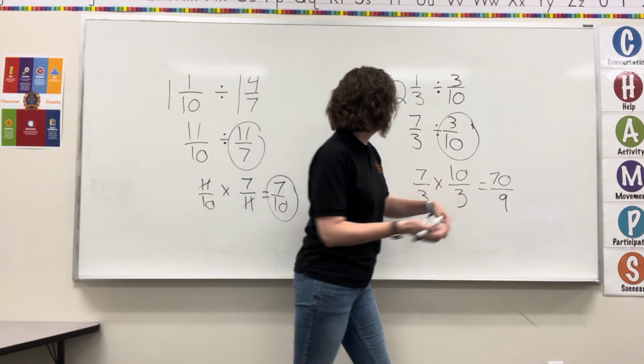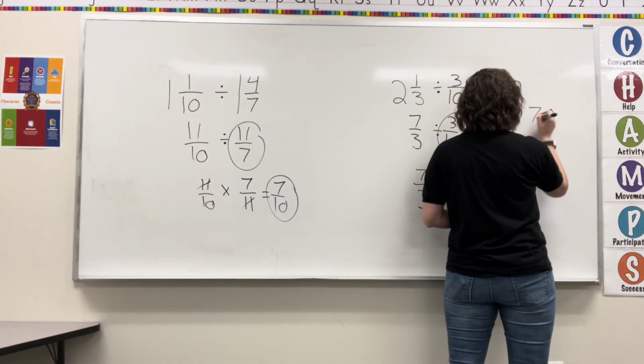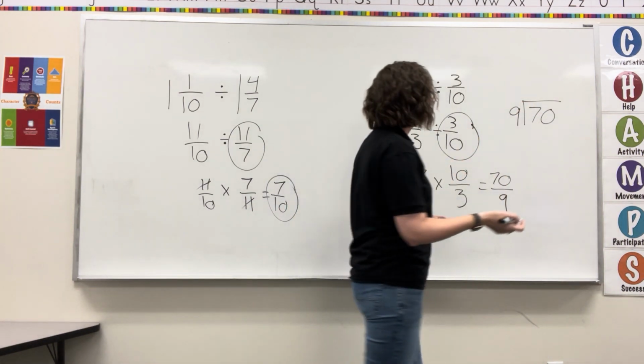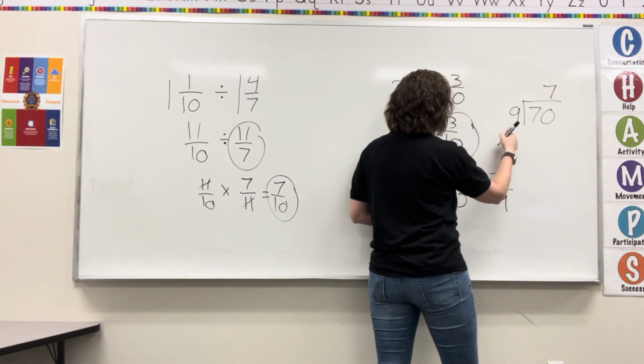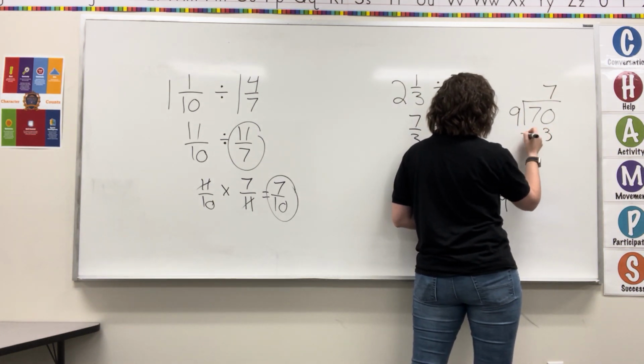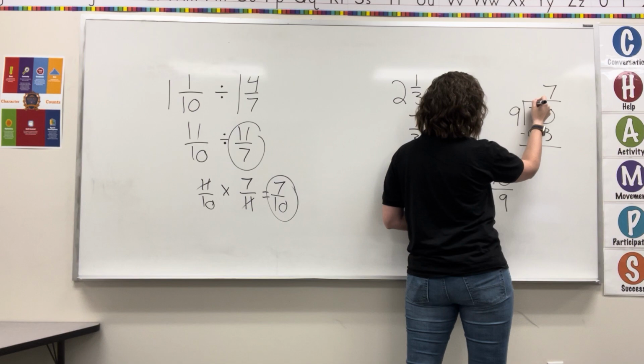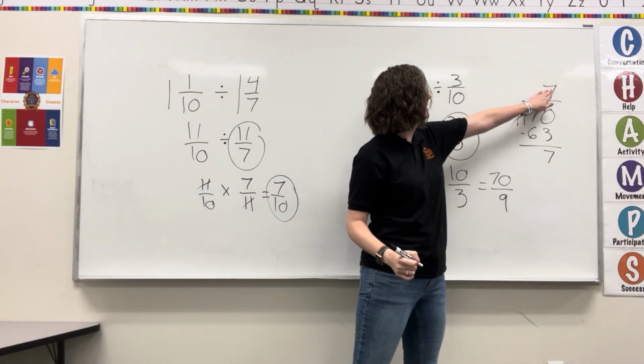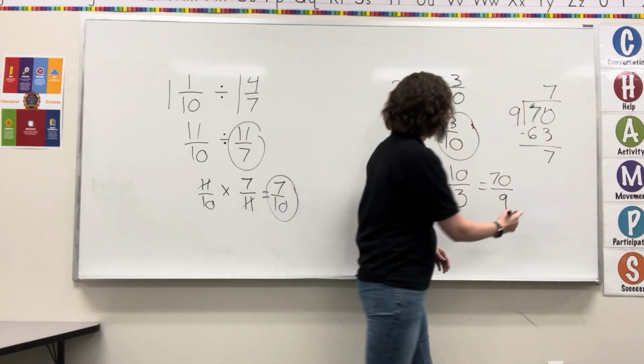70 divided by 9. 9 goes into 70 7 times. 7 times 9 is 63. Subtract. We get 7, so we have 7 7/9.